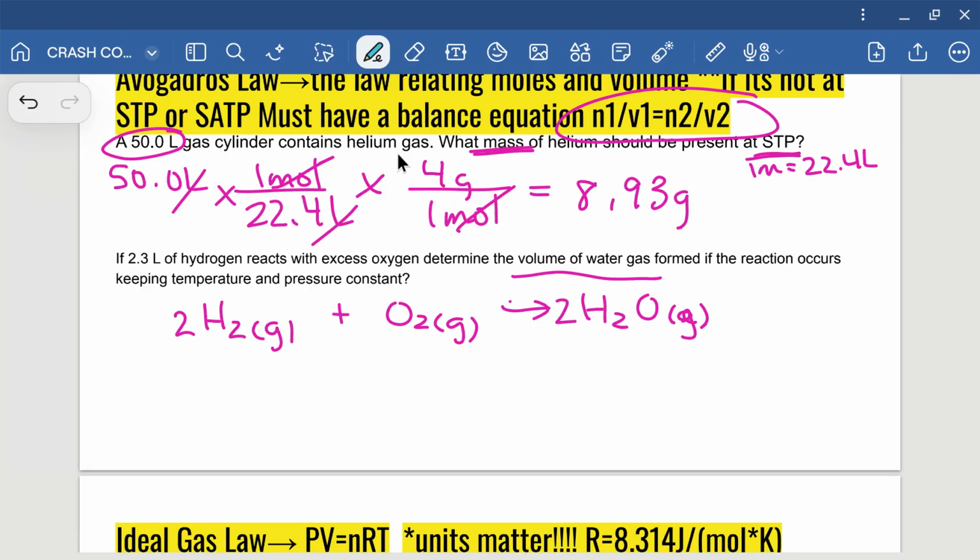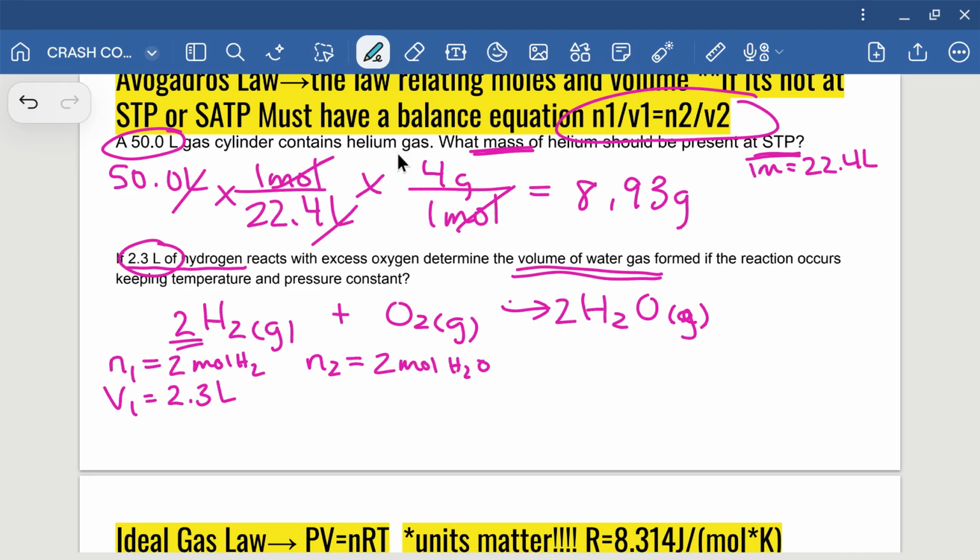Now that we have that, we can look at our moles. So we're relating hydrogen and we want to figure out water. So we're going to have N1 be about hydrogen, and so that will equal 2. V1 is going to be 2.3, right? The liters of hydrogen. And then N2 will be 2 moles of H2O. And I'm getting these values from the balanced chemical equation. And we want to figure out V2 of water.